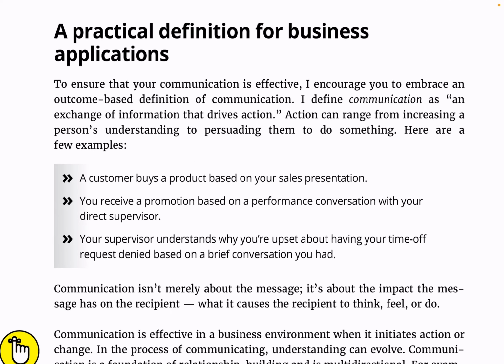A practical definition for business applications. To ensure that your communication is effective, I encourage you to embrace an outcome-based definition of communication. I define communication as an exchange of information that drives action. Let's read this again. I define communication as an exchange of information that drives action. Action can range from increasing a person's understanding to persuading them to do something.